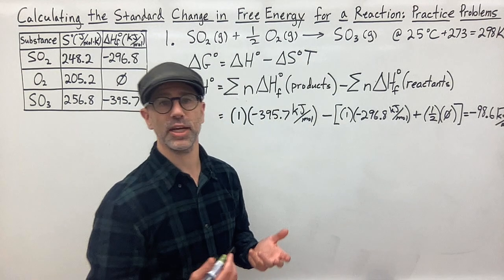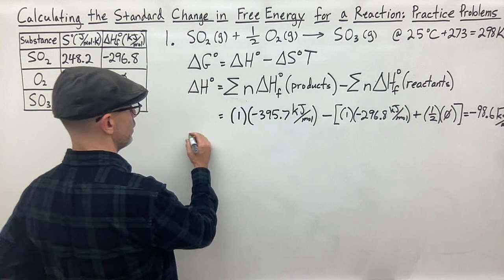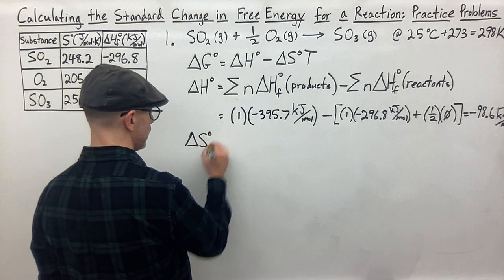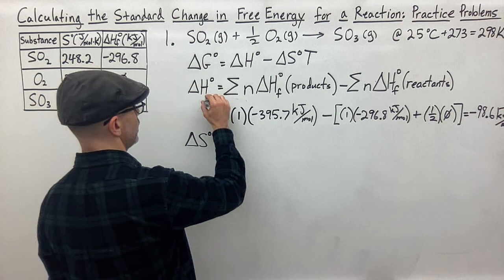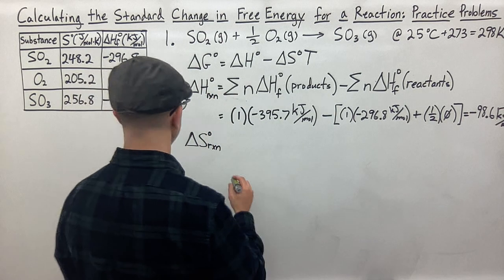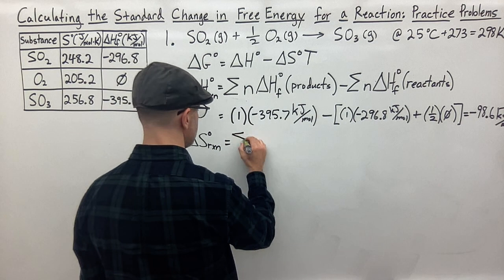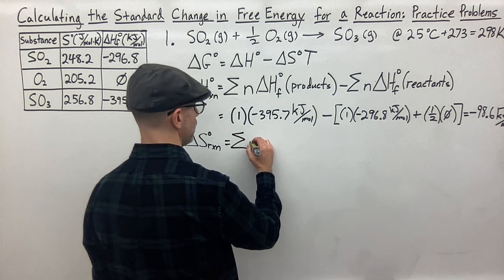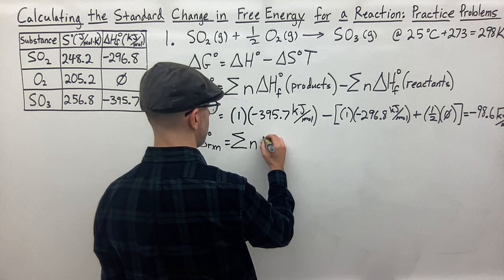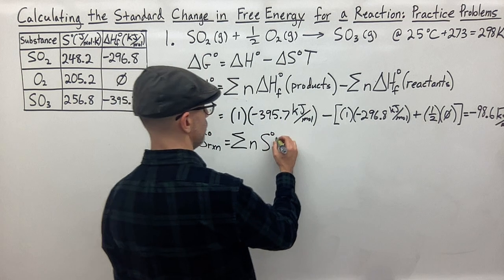Now I do the same thing with my entropy. The entropy equation is very similar. This is the standard change in entropy for the reaction. That's going to be equal to, again, the sum of the products minus the reactants. So the coefficient multiplied by the standard entropy of the products, right?